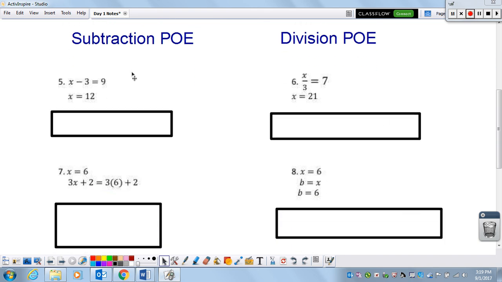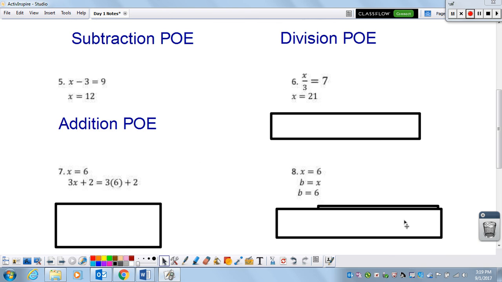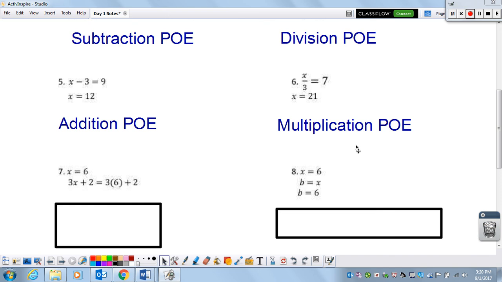Here in number 5, x minus 3 equals 9, and then we're left with x equals 12. Well, to get rid of this minus 3, we had to do a plus 3 to both sides, so that's the addition property of equality. And here in number 6, we have x divided by 3 equals 7, and that turns into x equals 21. Since we have a division here, to get rid of it, we do a multiplication. If we multiply by 3 here, we have to do it here, and the property that lets us do that is the multiplication property of equality.